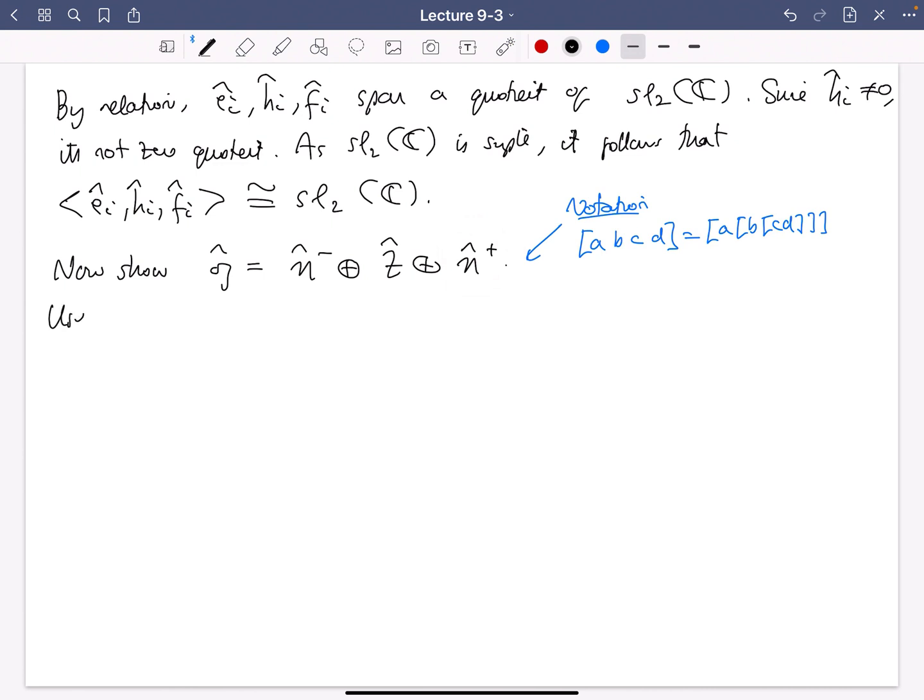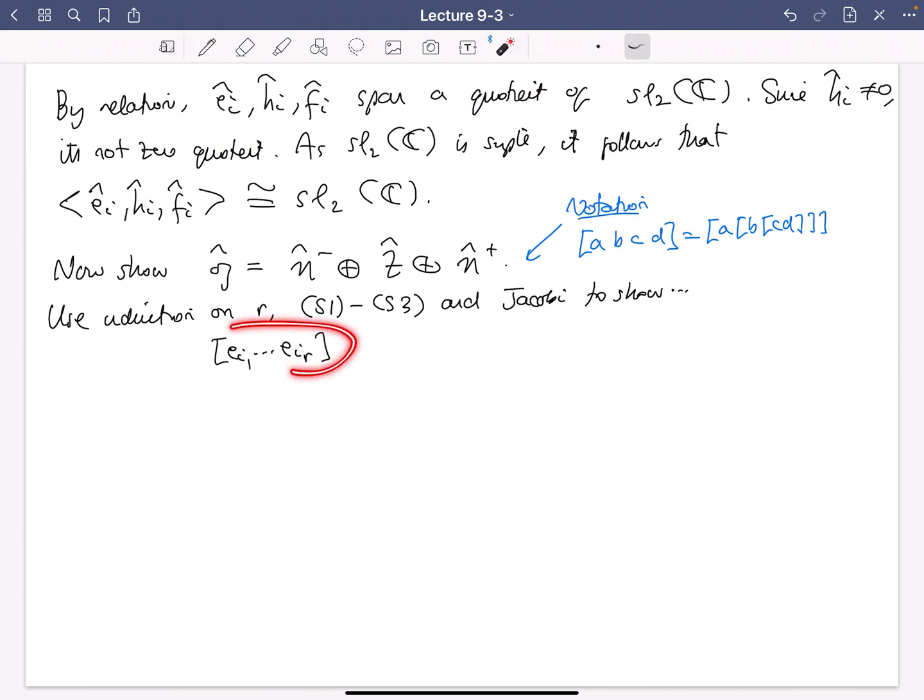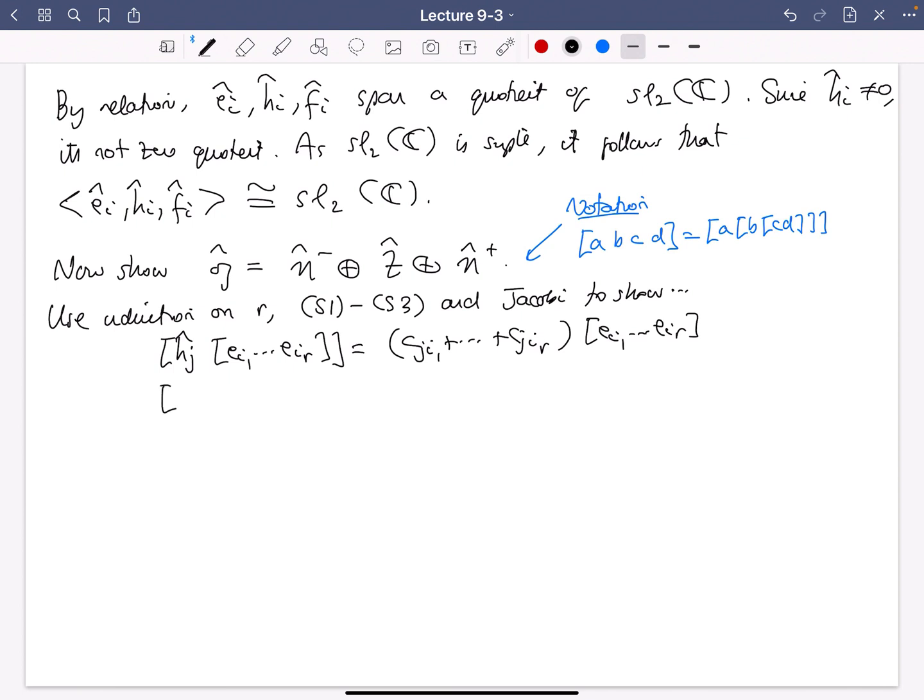Okay, so now you use induction on r. Of course, you need to use the relations that are in place, S1 to S3, and then you just need the Jacobi identity to prove a few more commutation relations. You need to be able to take one of these Lie monomials, the guys that span this subalgebra n hat plus, and bracket that with an H. It's an eigenvector, and the eigenvalue is just c_{j i_1} plus ... plus c_{j i_r}. And similarly for the F's, no surprises.